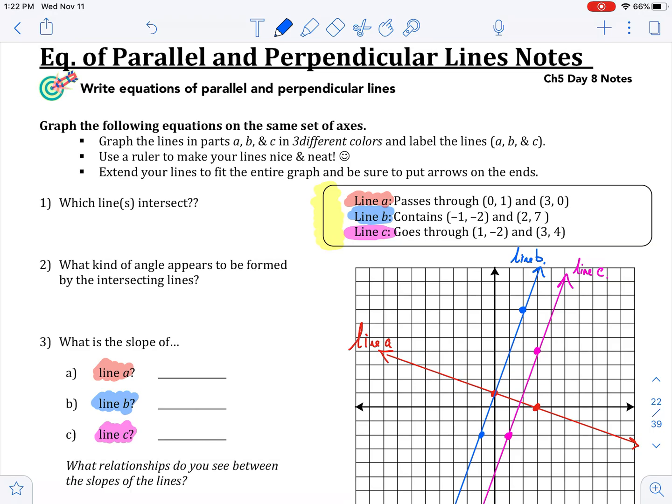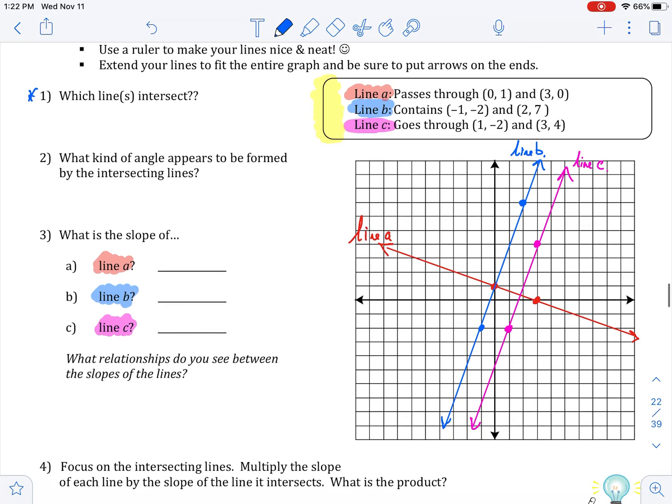The question I read in number 1 says which lines intersect. Well, as I look at lines that intersect, they're talking about which lines are going to cross. I can say that line A intersects line B. I see that happening right at this point here. I also can see that line C is going to intersect line A.